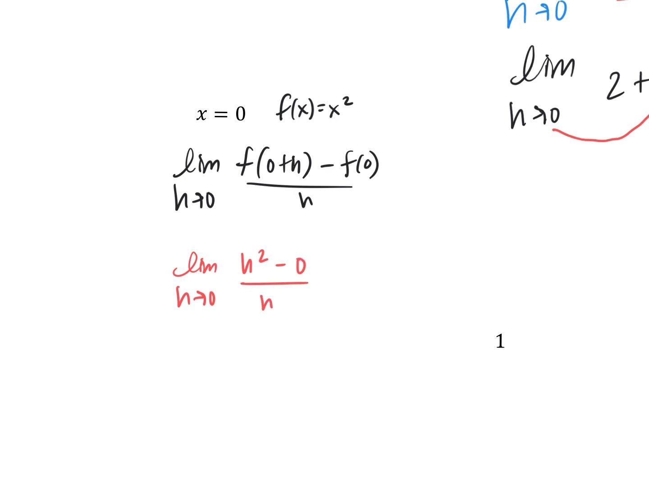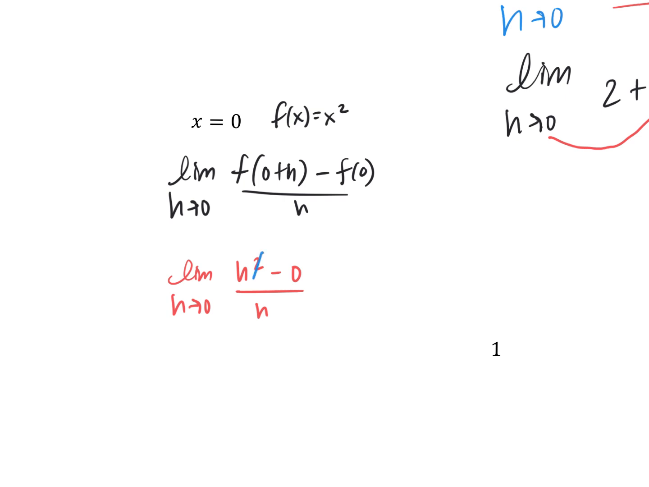Coop, anything cancel? Yeah, the 0 and one h. Agreed. So I'm just left with the limit as h approaches 0 of h. And what happens when I plug in a 0 there, bud? 0. And we predicted that.